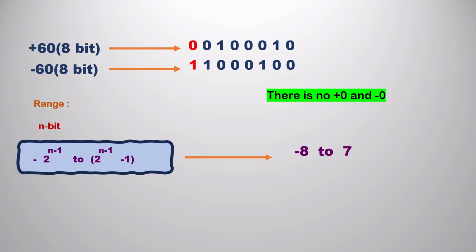So the ranges of the three things, the sign magnitude form, the 1's complement and the 2's complement, you have to remember because it's very important. So in this also it's important.